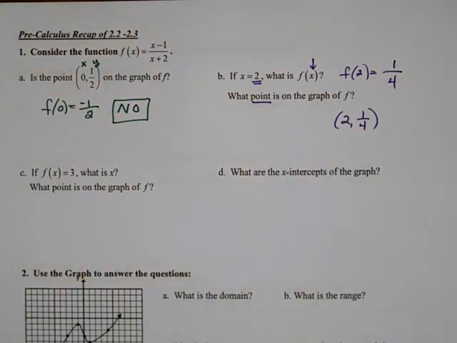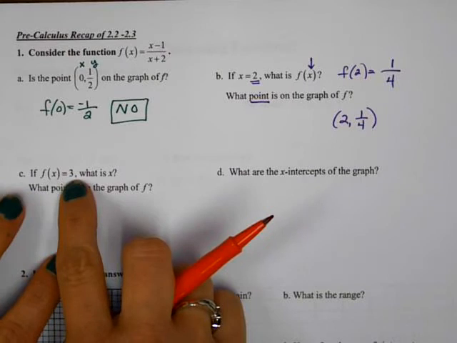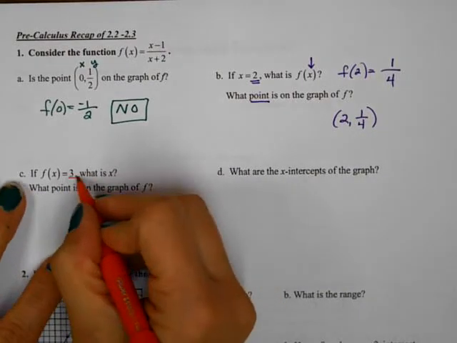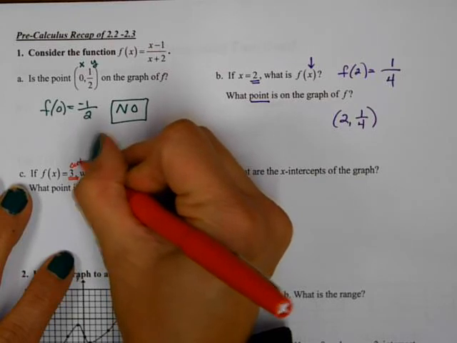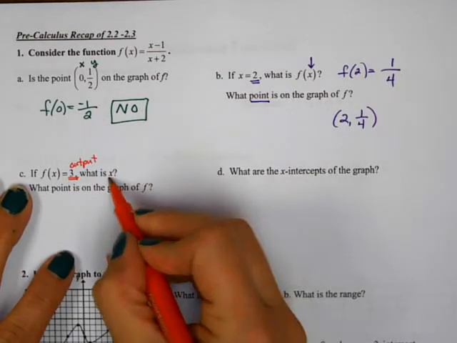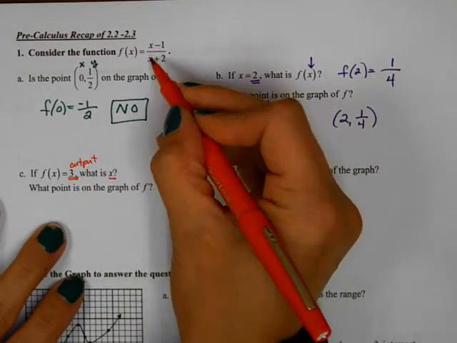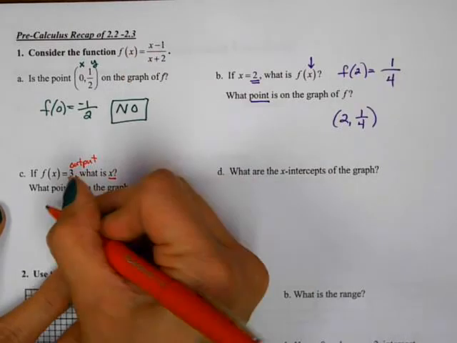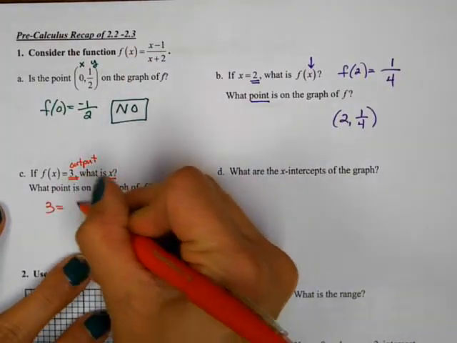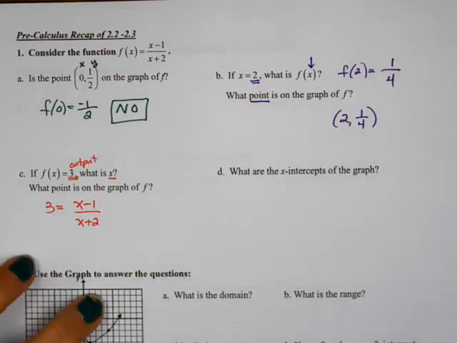Okay, we had this a bunch on the homework the other day. People were asking me, what do I do with this? 3 is not the input. Okay, 3 is the output, and they want to know what is x. Okay, so I'm not going to plug 3 into the x spot. I'm going to put 3 into the f of x, the output spot. 3 equals the equation.